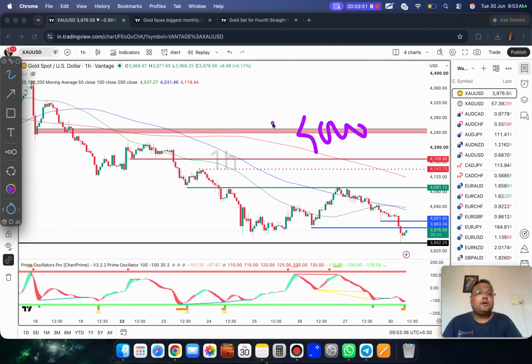And if you're looking for a fresh position in the market, then we have two opportunities today. The first trading opportunity is taking a sell below 3942. So in the morning, gold made a low of 3942.